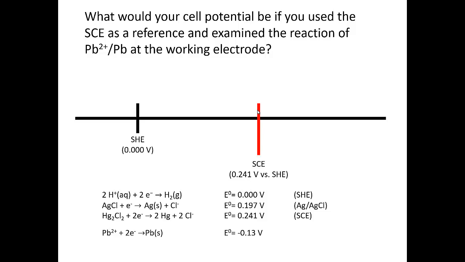And remember, that's compared to the standard hydrogen electrode, because everything is compared to that simply by proxy that it was figured out first. Okay, so I'd put it here on my timeline, and now I just need to ask, what's my difference here? I hope you realize in this case you would add your 2.241 plus 0.13, and it's going to be negative 0.371 volts.